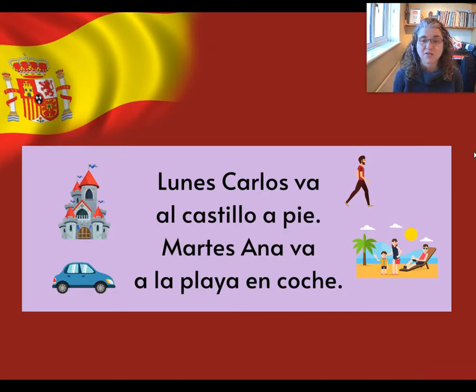Now, we're going to have a go at saying the whole poem. It's actually quite straightforward because it's made of sentences like the ones we've been making for the last few weeks. Let's have a go at the first verse. Escuchad y repetid. Lunes Carlos va.